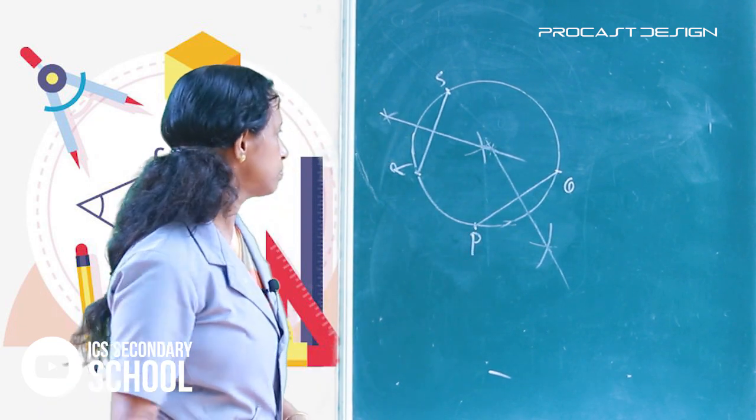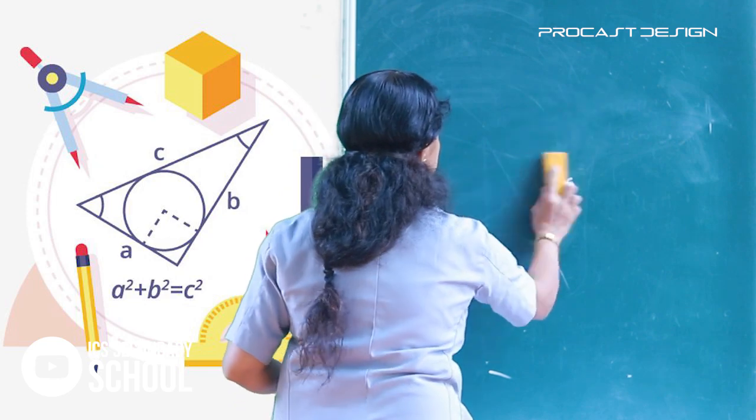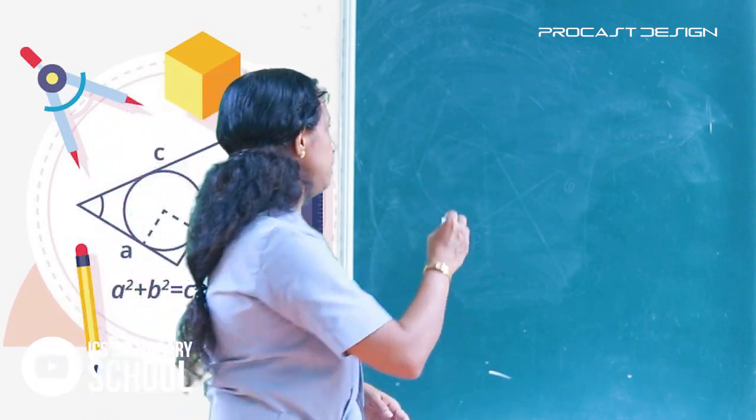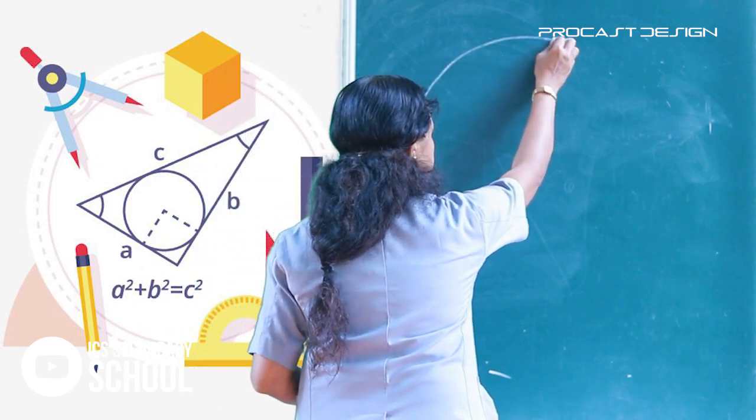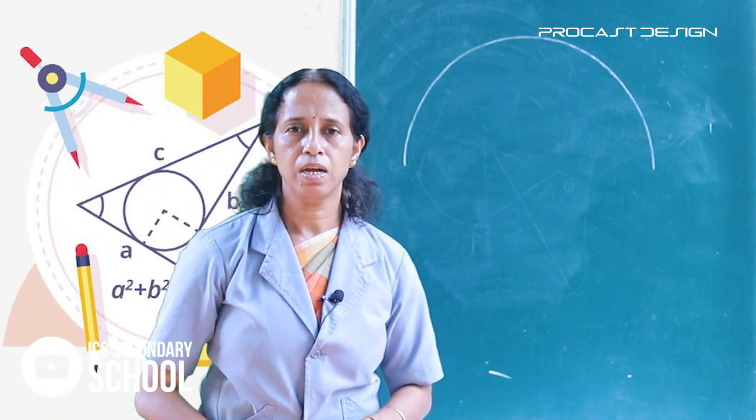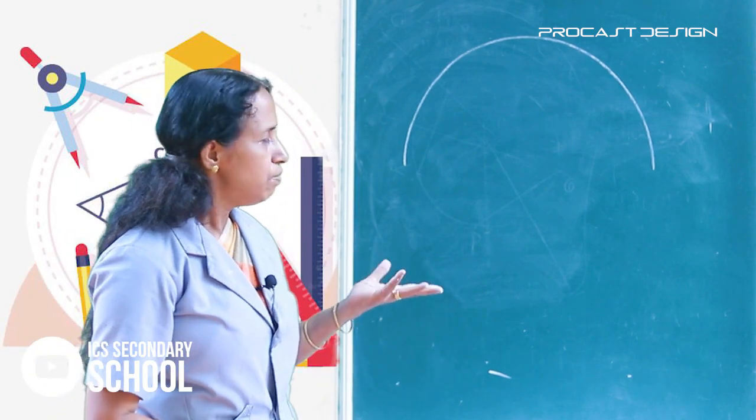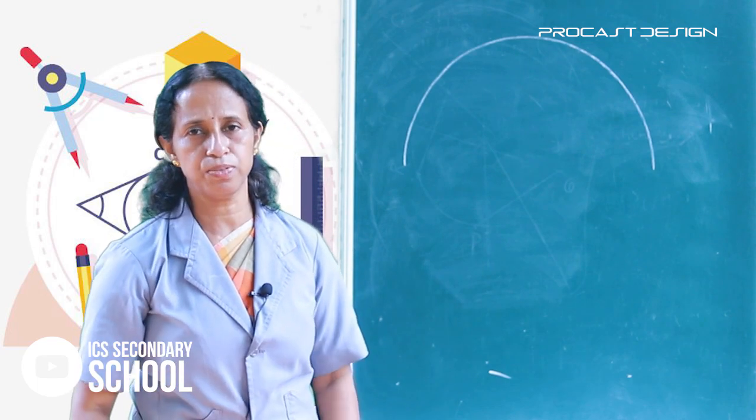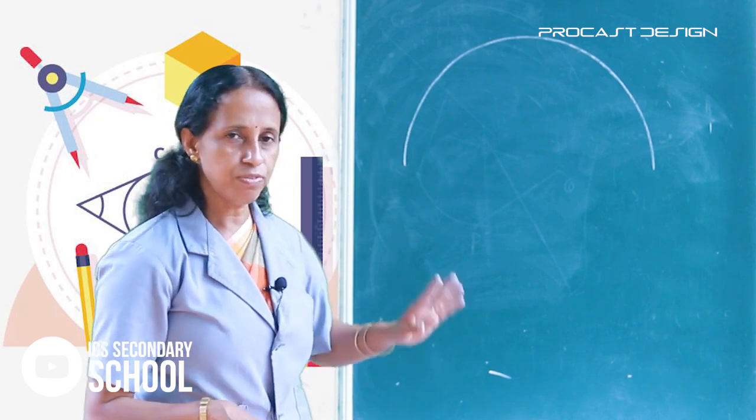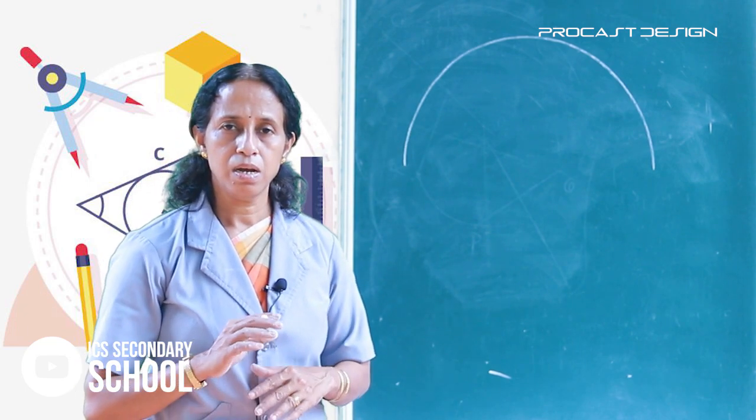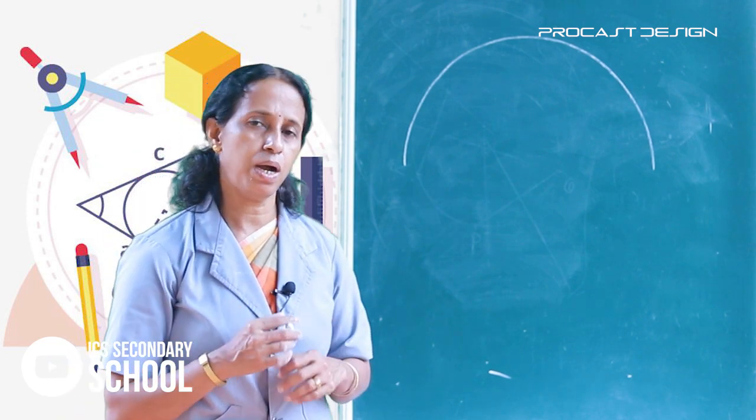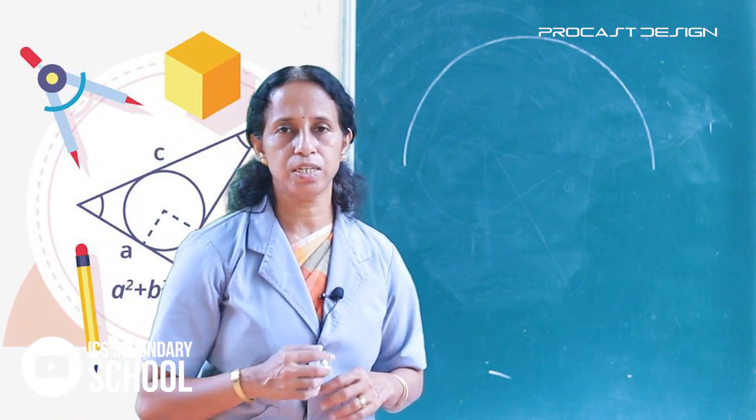Okay. Next. This is a part of a circle. First, find the center of the circle and complete the circle. How can you find the center of the circle, and how can you complete the circle?